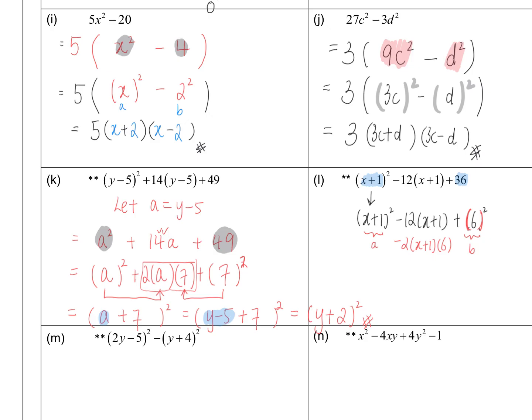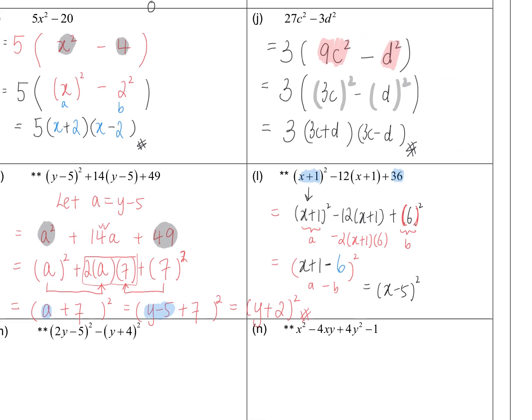This is like my 2A, B. So I will get minus 12 bracket x plus 1. So if you can see this, then you can straight away factorize it into A minus B squared. So my A is x plus 1. My B is 6. So I do a minus in the middle. So that's how you get your answer as x minus 5 squared. Okay, but if you don't like, then you change it to A. You see what works for you better.